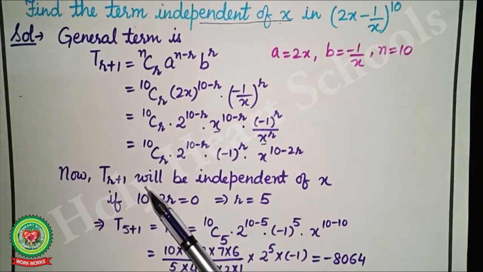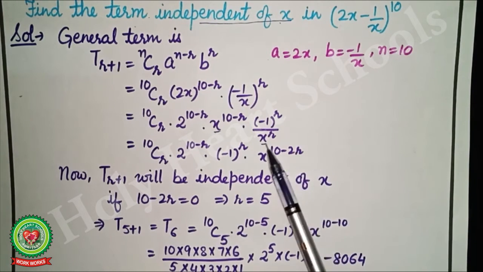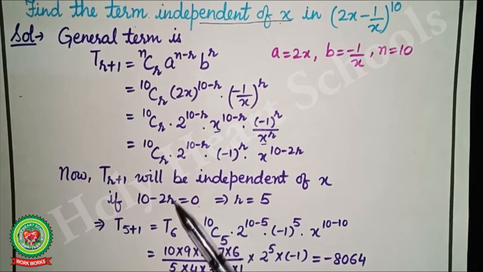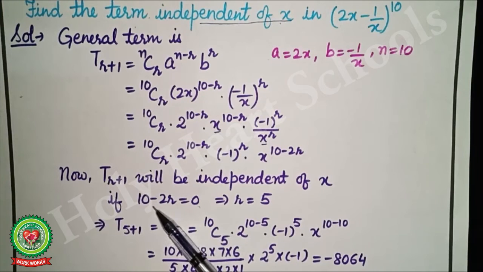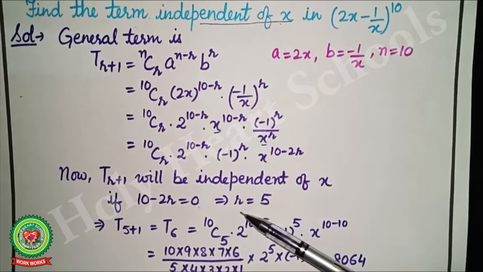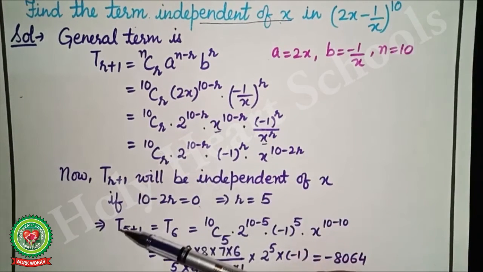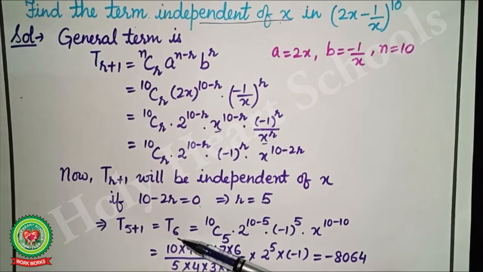Now, T(r+1) will be independent of x if the power of x is 0. So, we put 10 - 2r = 0. Here on solving, we get r = 5. So, when you put r = 5, you will get the term independent of x. It means the term will not contain x there. So, put the value of r in the general term, we will get T(5+1), that is the sixth term. We can find that term.